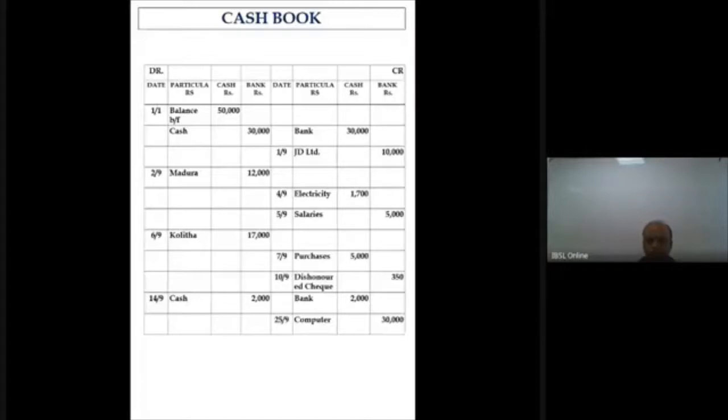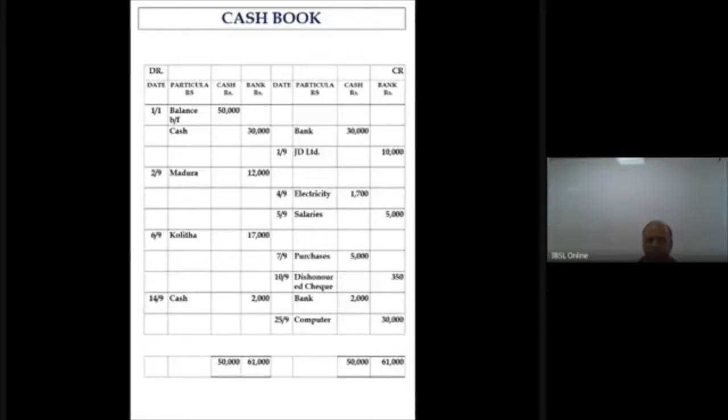And on the bank column, again, you have to see the debit column as well as the credit column. The debit column totals somewhat 61,000, but the credit side is less. So now you have to put up the totals. Cash column 50,000, bank column 61,000. So the cash column total of 50,000 is correct, but on the credit side, if you look at it, it is not 50,000. It is lesser than that, 38,700.